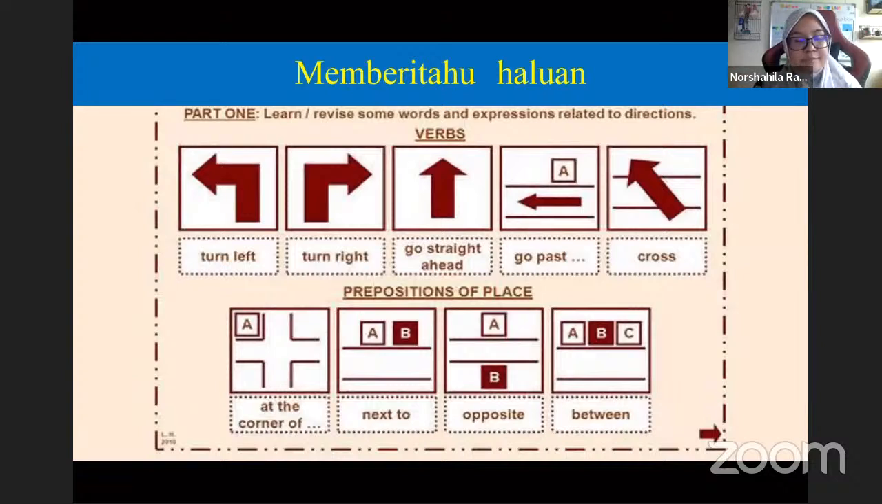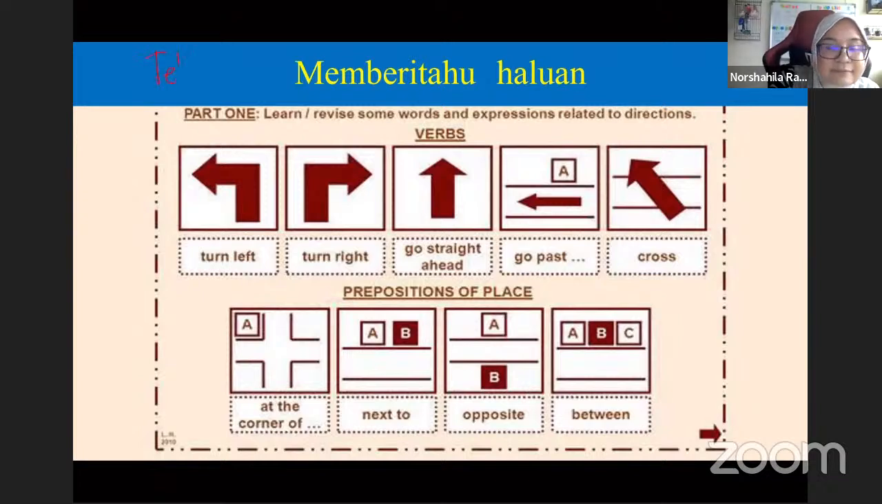So in Malaysia also, we do have some people who are not comfortable giving direction in English. So this is the basic thing that you need to know when you come to Kuala Lumpur. Sometimes you're able to use Google Map as a walking map. Sometimes not able to, okay, because the map in Malaysia is not really great. Okay, that's one thing. So memberitahu haluan, you telling direction.